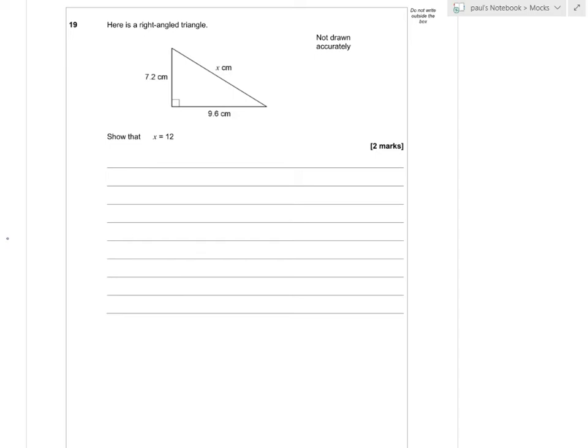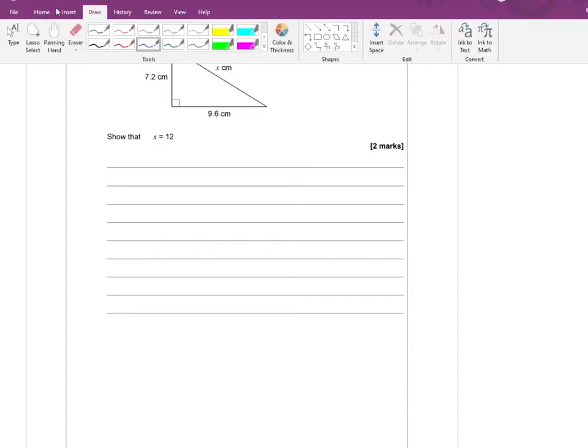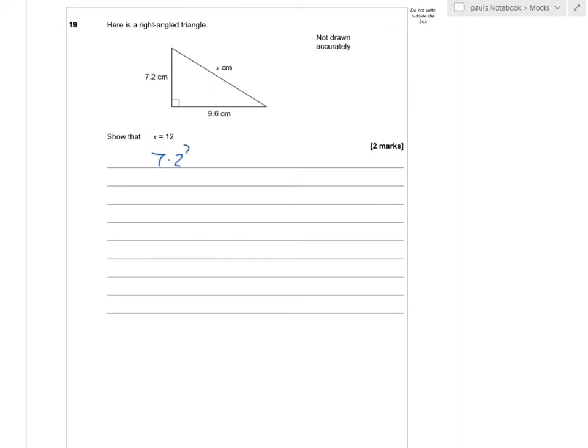Here is a right angled triangle. Show that x equals 12. So 7.2 squared plus 9.6 squared equals x squared. 7.2 squared is 51.84. 51.84 plus 9.6 squared, 92.61. I would have hoped that would have been 144.